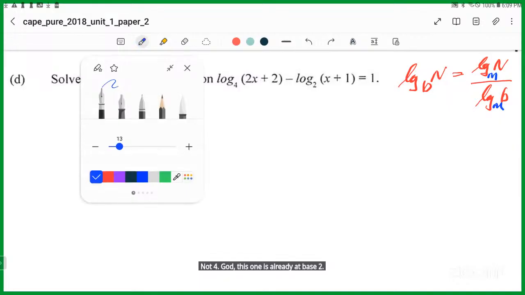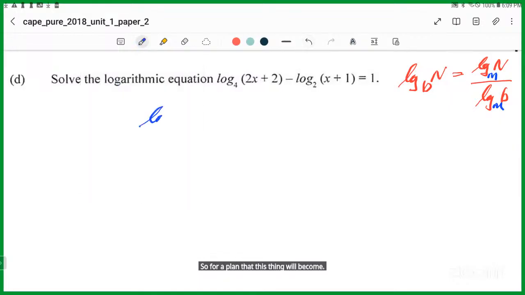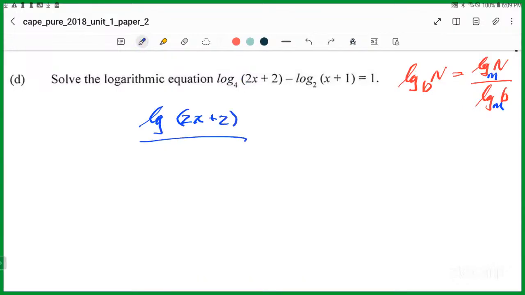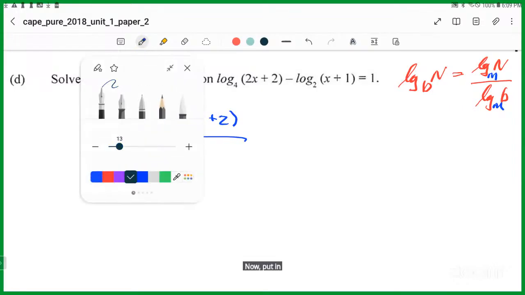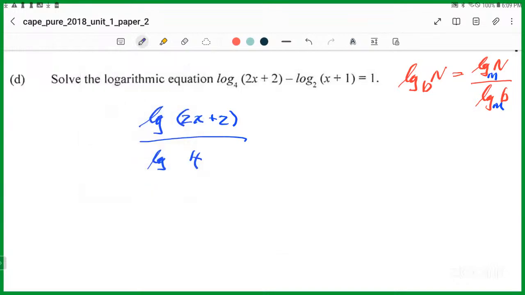So applying that, this thing will become the log of this thing, which is 2x plus 2, over the log of 4, and I'm putting in the new base to be 2. Put it on in purple. Log to base 2, log to base 2. Then I put back this minus log to base 2 of x plus 1, and that's all equal to 1.